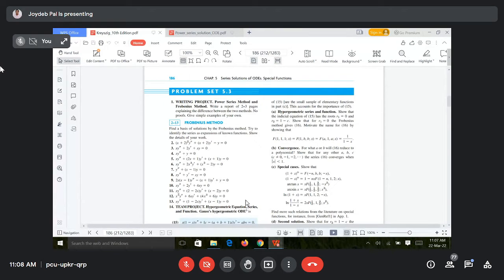Mid sem, see, if they ask for only one solution, they may give 5, meaning only y1. And if they ask for two solutions, meaning y1 and y2 both, then they may give 10.